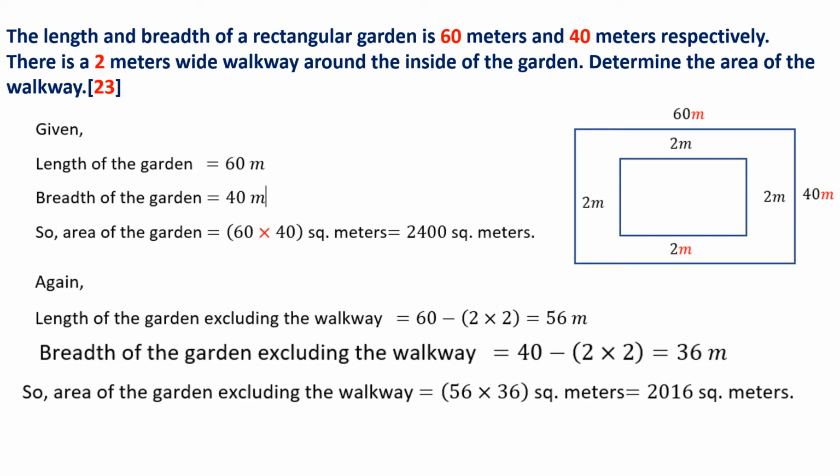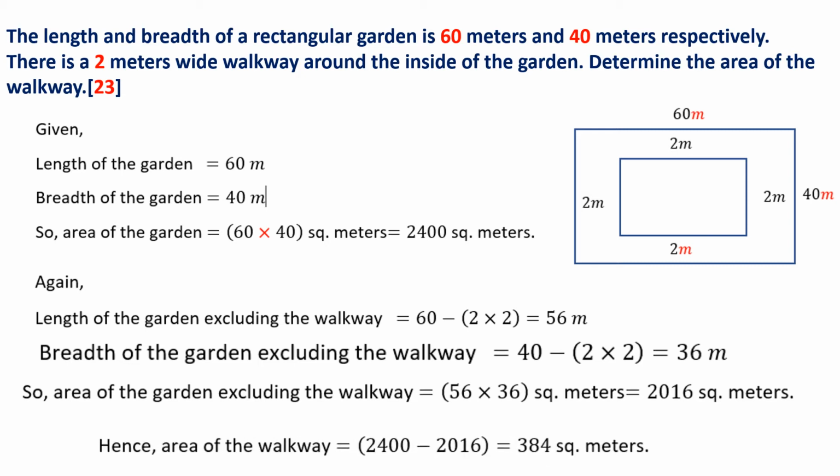Now the area of the garden excluding the walkway is 56 times 36, which is 2016 square meters. Let me check: 56 times 36 is 2016. Now if I subtract that from the big area, 2400, I get the area of the walkway. Hence the area of the walkway is 2400 minus 2016, which is 384 square meters. That is so simple, right? This is question number 23, one of the most basic questions on rectangular shapes.